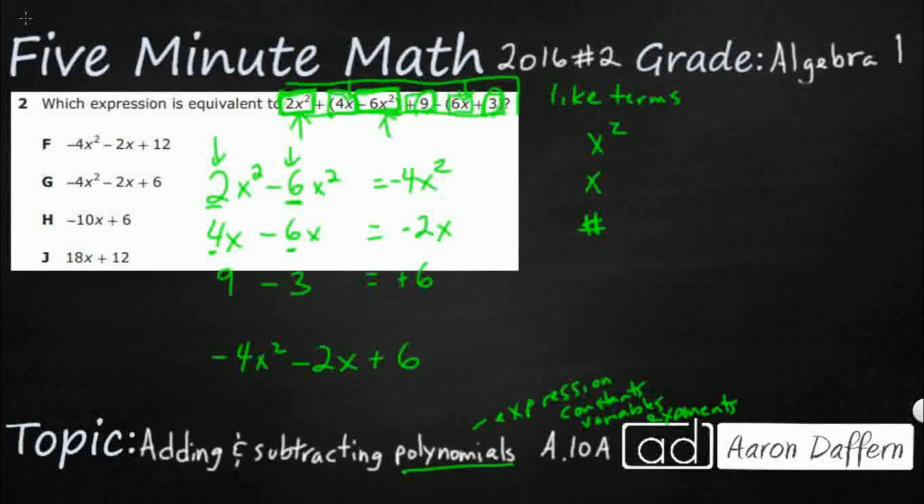And so you see F is really close, but they've got that positive 12, right, because they didn't take that minus and change that 3 from a positive to a negative. And so our answer here is G.